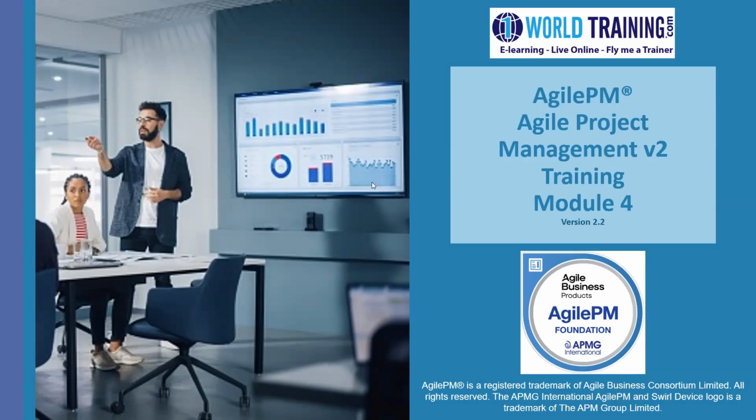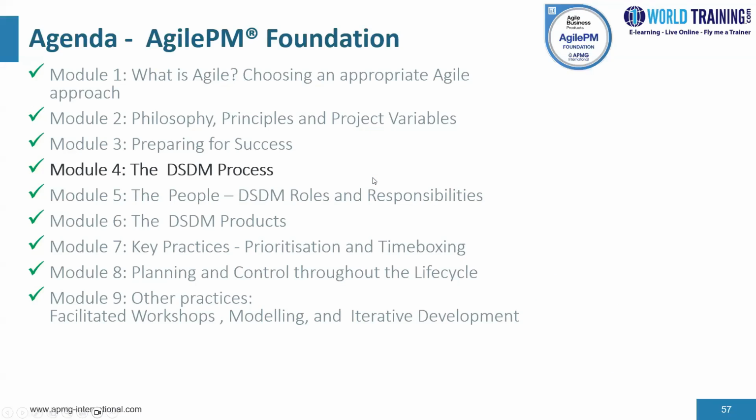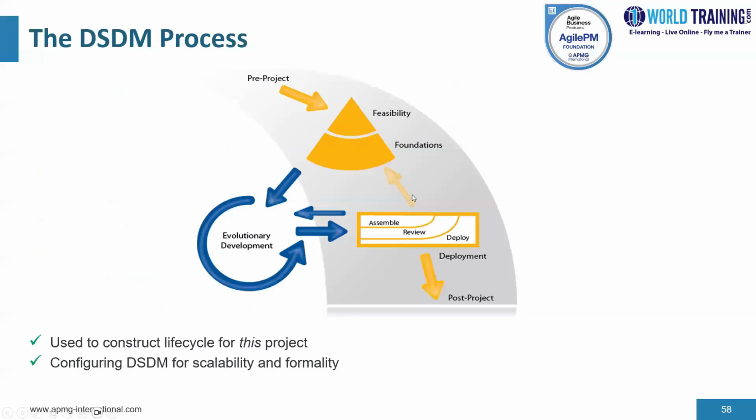Welcome to module number 4 of Agile Project Management, version 2.0. In this module, we will examine the DSDM process. Over here, we've got a diagram of the DSDM process.